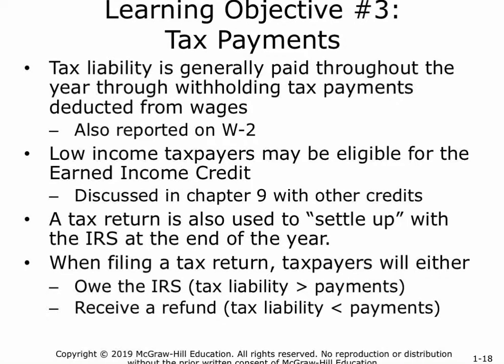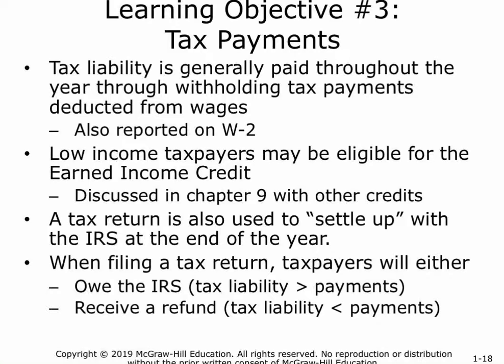So for tax payments, tax liability is generally paid throughout the year, so it's not all paid at once on April 15, even though that's the filing deadline. Most employees will have withholdings from their paycheck, which is paid throughout the year, and then that is reported as an amount on the W-2. Low-income taxpayers may also be eligible for an earned income tax credit. Once these are taken into account, you'd look and see whether the total tax liability is less than the payments that were made over that period of the year, or whether the tax liability is actually greater than the payments taken over the course of that year.